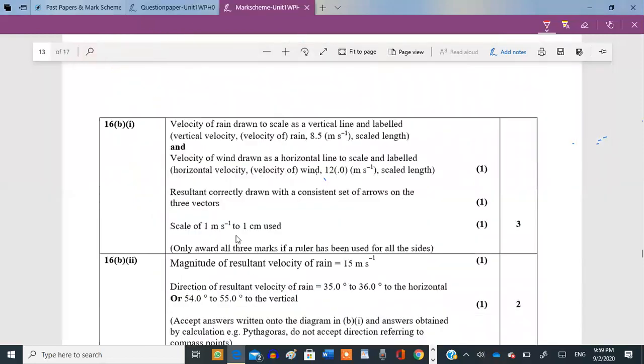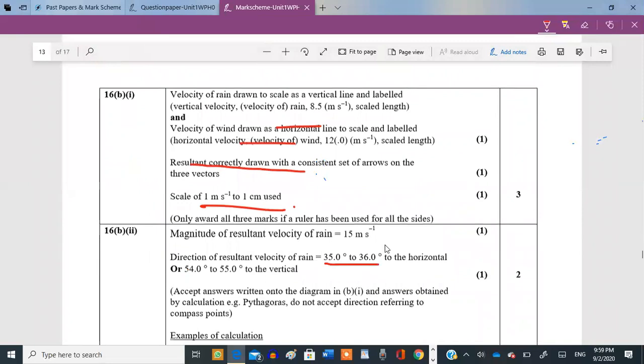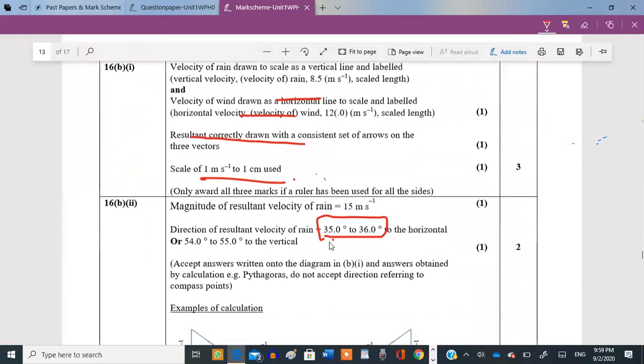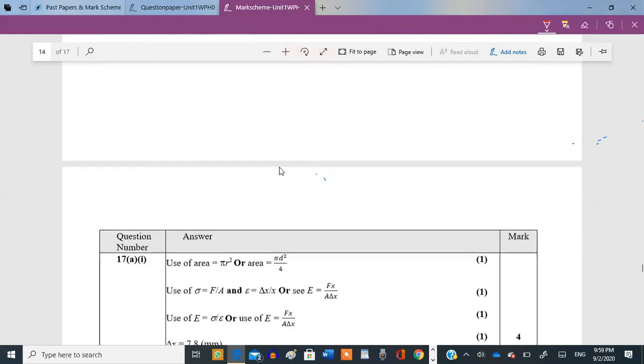Let's compare it with the answers they have given us. 1 centimeter to 1 meter per second used, resultant correctly identified, and such stuff. And see, they have asked us for the degree as well. And these are examples of calculations that they have given us.